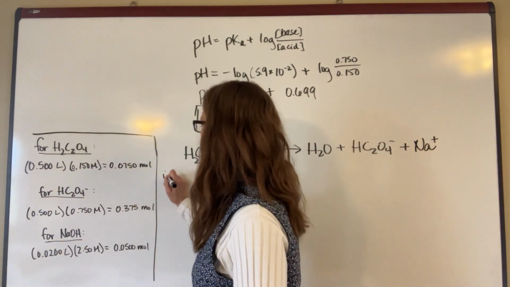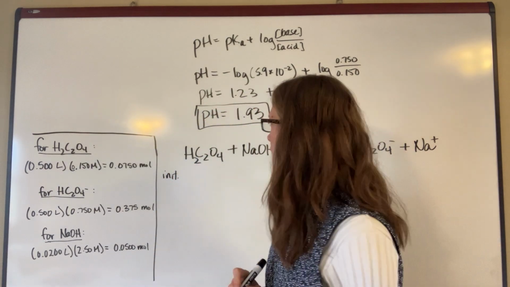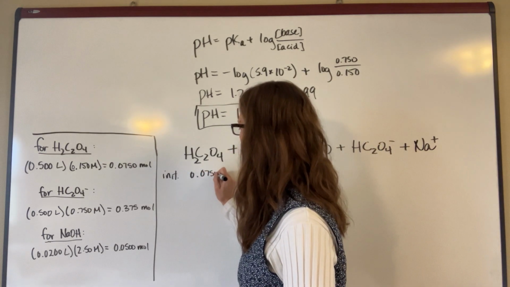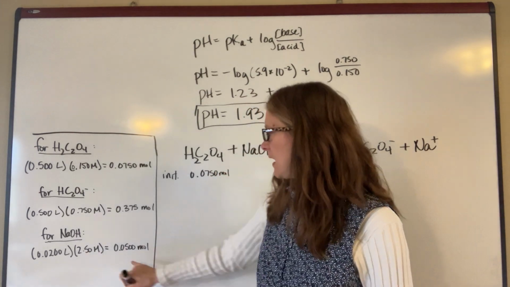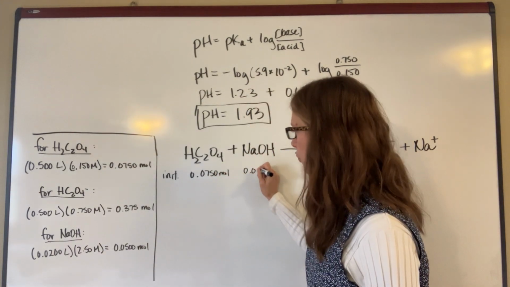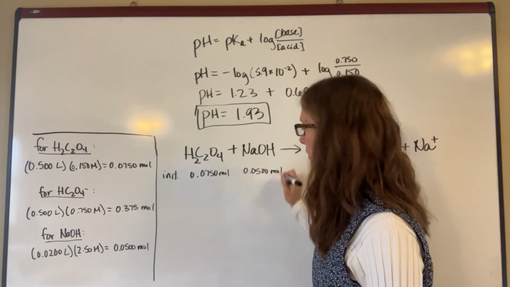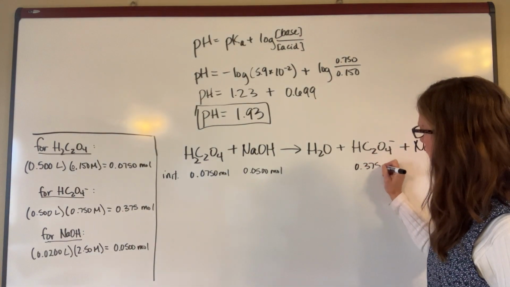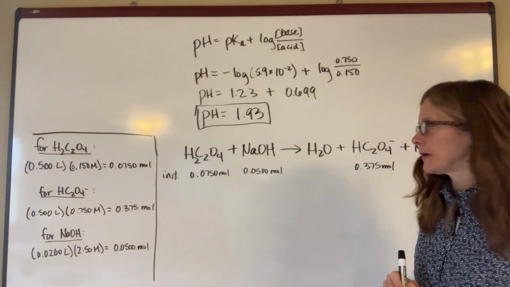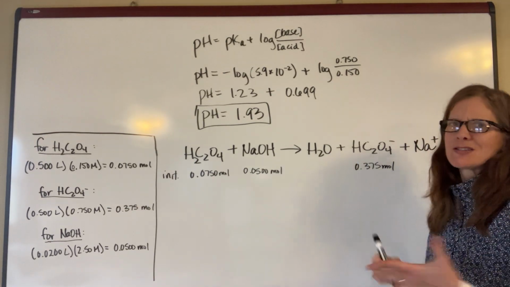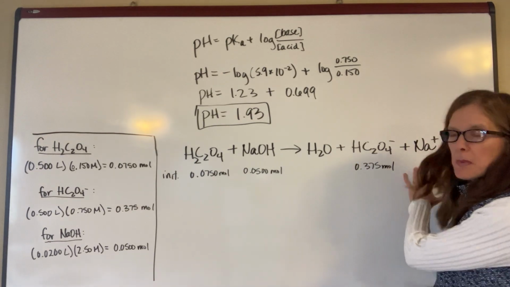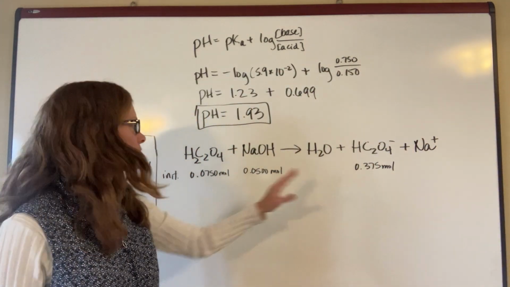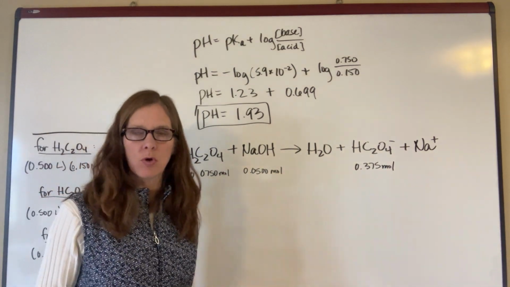So initially, what does my situation look like? The H2C2O4 is 0.0750 moles, is what I have initially. Initially, I have 0.05 moles of sodium hydroxide, and initially, I have 0.375 moles of the oxalate ion, okay? Again, the water, it's in solution anyway. There's a lot of water there. The sodium ions don't have any kind of effect on the pH, so I'm not worried about them. So these are just the species that I'm worried about.